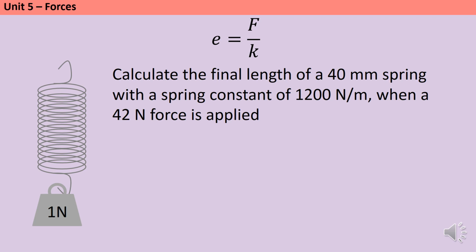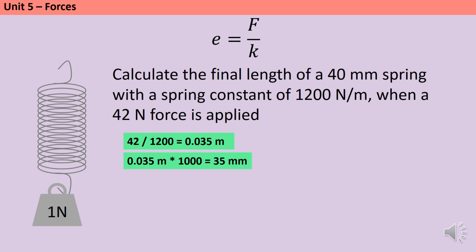Again, we started out by substituting numbers into the equation. 42 divided by 1200 gives me an extension of 0.035. Then I convert that to millimetres because that's the length that my spring is given in. 0.035 multiplied by 1,000 is 35 millimetres. Therefore, my final length will be 40, the starting length, plus that 35 extension, which gives me 75 millimetres.